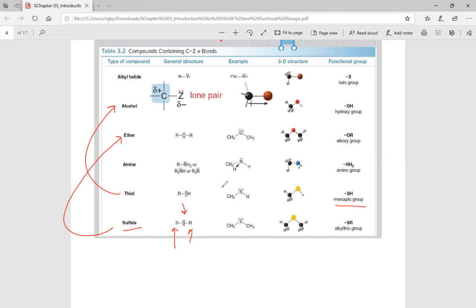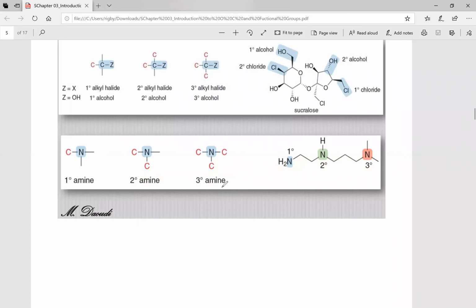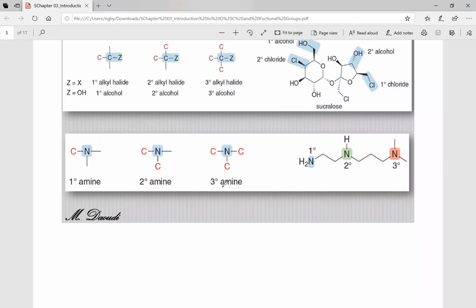So I want to talk about one more thing, going back to the amine group. We can designate amines primary, secondary, tertiary, just like we designated hydrogens and carbons primary, secondary, tertiary. This is based on the same overall idea: the number of carbons that the nitrogen is attached to, so the number of R groups it is attached to, determines whether it's primary, secondary, or tertiary. So a primary amine has only one carbon bond, only one R group. Secondary, 2 R groups. Tertiary, 3 R groups.